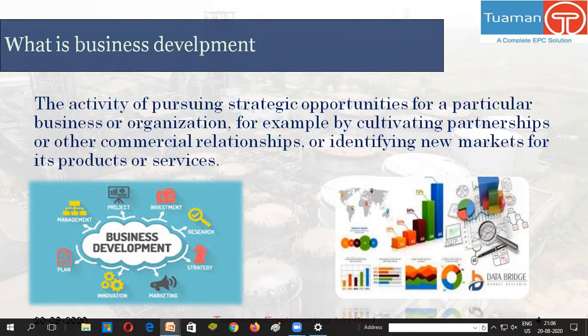For example, by cultivating partnership or other commercial relationships, or identifying new market for its product or service.